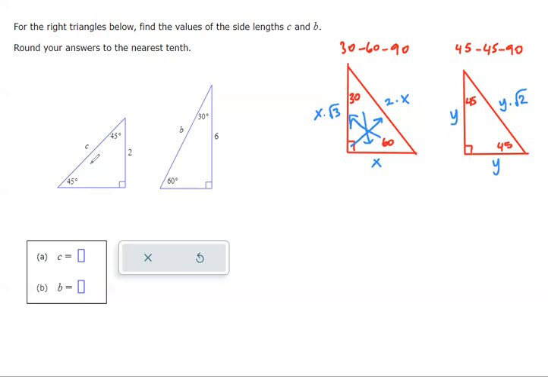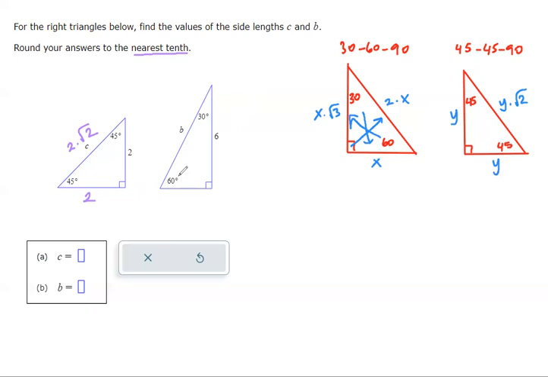The first question is telling us the triangle is 45-45 and this side is 2. Since this is 45-45, the legs are equal, which is our second special right triangle. If this is 2, this is also 2. And the hypotenuse is the leg times square root of 2, which means c would be 2 times square root of 2. That's your answer. And we probably need to plug it into a calculator to find the nearest tenth, which I'll do.